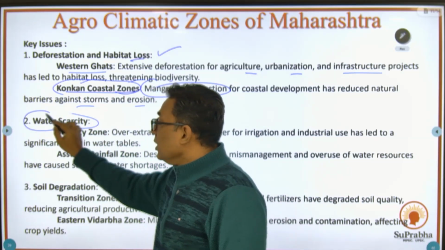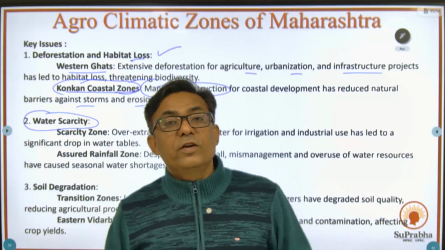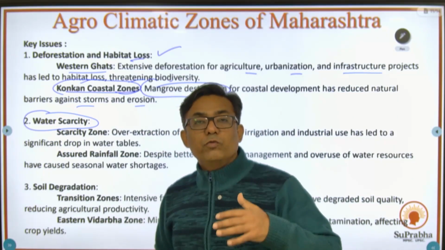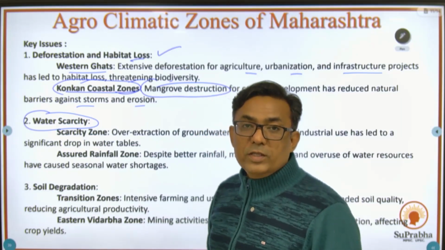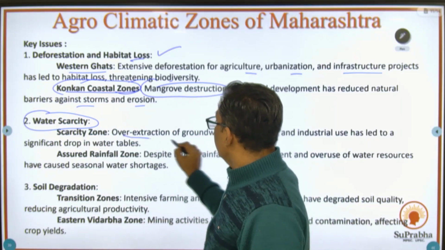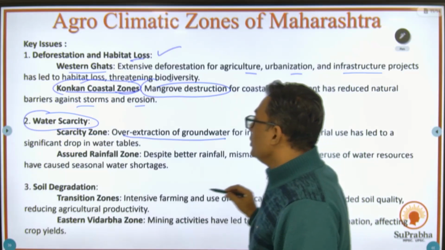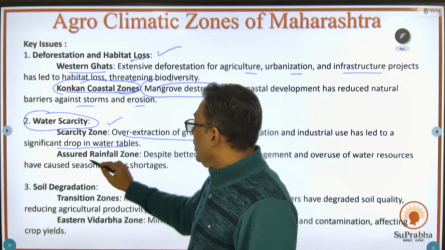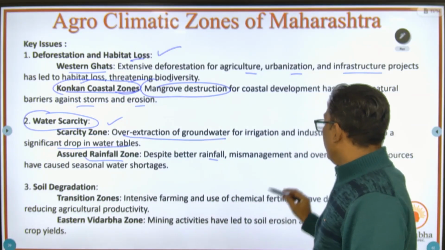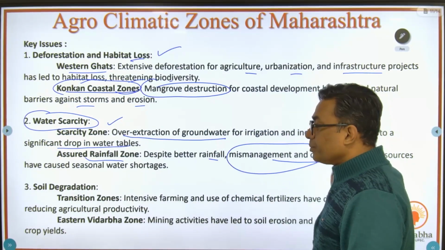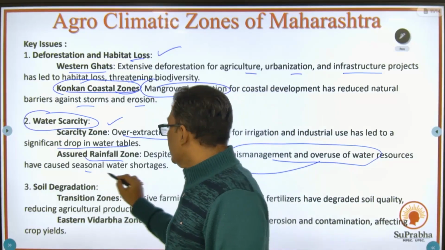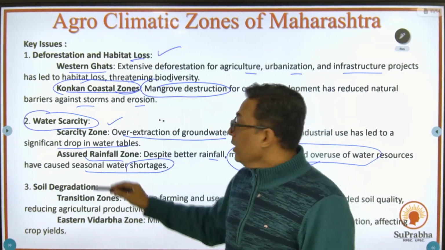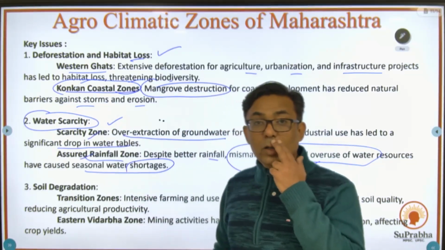Second is water scarcity. This is more seen where you have less rainfall. So what has happened over here, since there is water scarcity, we have gone for deep wells, very deep wells. Okay. So over extraction of groundwater for irrigation and industrial use has led to a significant drop in water tables. That's in the scarcity zone. And in assured rainfall, despite better rainfall, mismanagement and overuse of water has led to seasonal water shortages. That is the problem with respect to water scarcity in the scarcity zone and the assured rainfall zone.